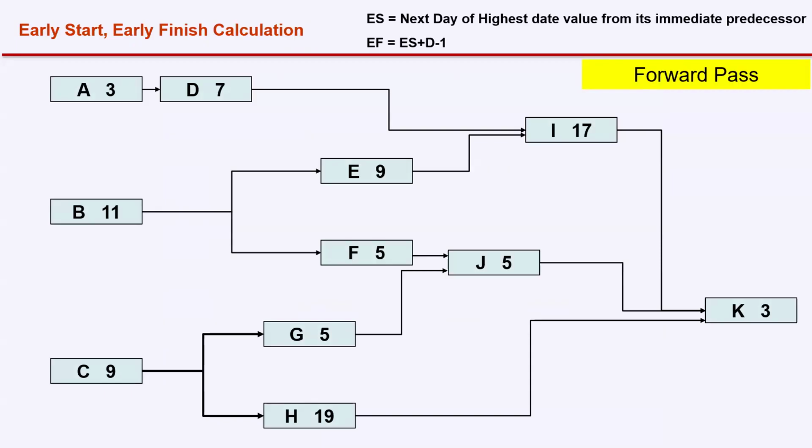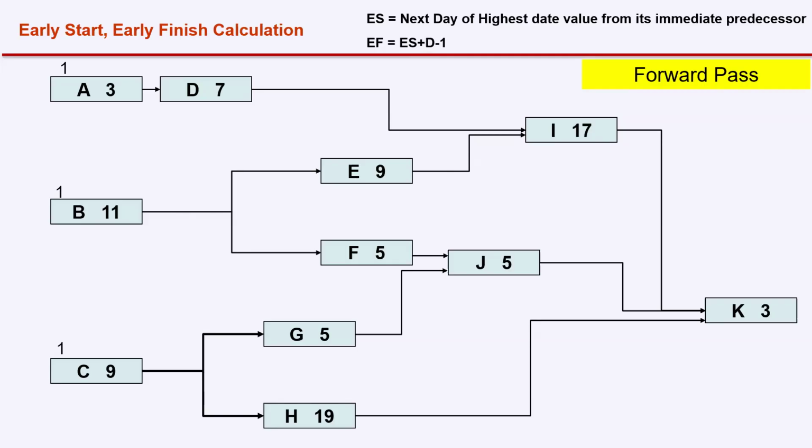As early as possible, when can you start activities A, B, and C? A, B, and C do not have any predecessors. If I'm going to start this project tomorrow, Sunday, A, B, and C can start on Sunday. Whenever I start the project, I take the start date as day 1. So what is the early start of A, B, and C? Day 1 of the project. Whether I start tomorrow, next week, or next month, A, B, C can start then. So early start is day 1.